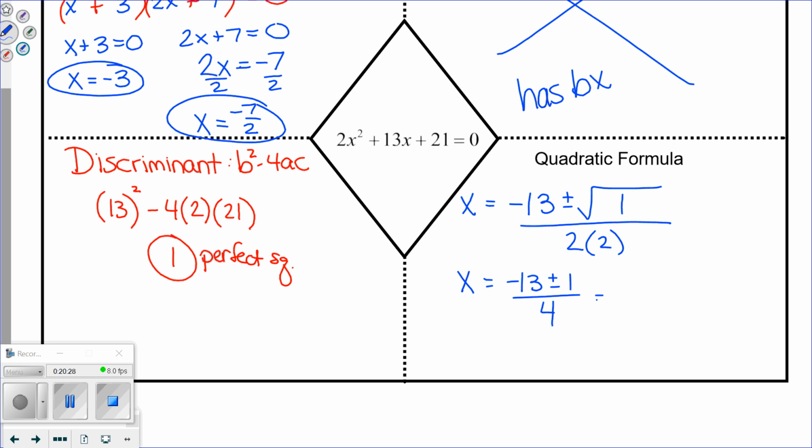So on the top, what is negative 13 plus 1? It's negative 12 over 4. And negative 12 over 4 is negative 3. Then negative 13 minus 1, negative 14 over 4, which you would simplify, negative 7 over 2.